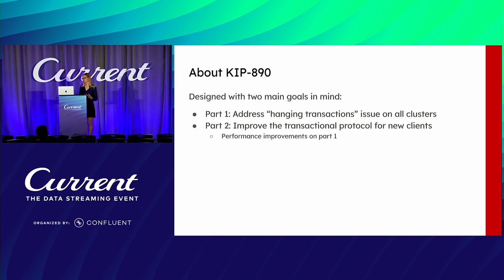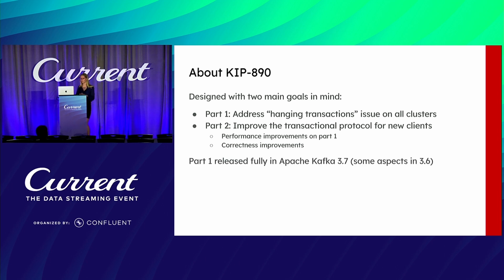First thing we want to do is improve the performance of part one and add some correctness improvements to the transactional protocol. Part one was fully released in Apache Kafka 3.7, but there were some aspects in Apache Kafka 3.6. And part two, we're aiming to release in Apache Kafka 4.0, so coming soon.